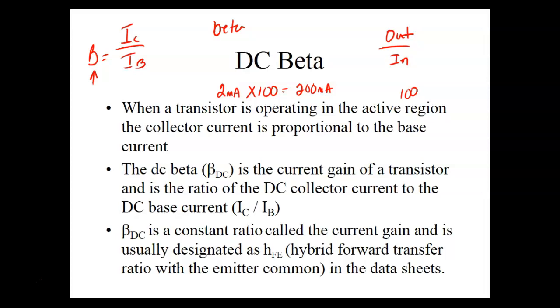The DC beta is the current gain. DC beta is a constant ratio called the current gain. And the problem is, guys, that you're going to see beta all over books. In the books, that's what they call it. They call it beta. In the data sheets, they're going to call it H sub FE. If you look all day for beta in a data sheet, it's not going to be there. It's called H sub FE in the data sheet. And it stands for, you don't need to know this, the hybrid forward transfer ratio with the emitter common. No, you just know I'm looking for H sub FE.